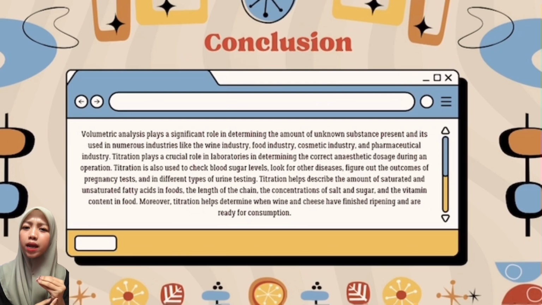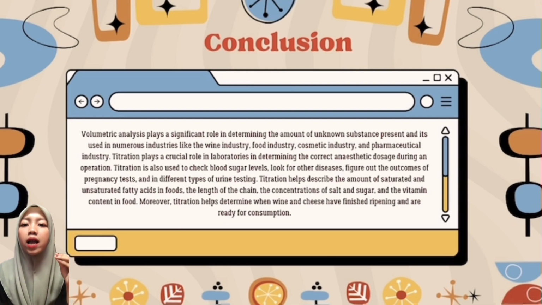Volumetric analysis plays a significant role in determining the amount of unknown substance present and is used in numerous industries like the wine industry, food industry, cosmetic industry, and pharmaceutical industry. Titration plays a crucial role in laboratories in determining the correct and anesthetic dosage during an operation. Titration also helps to check blood sugar levels, look for other diseases, figure out the outcomes of pregnancy tests, and in different types of urine testing.